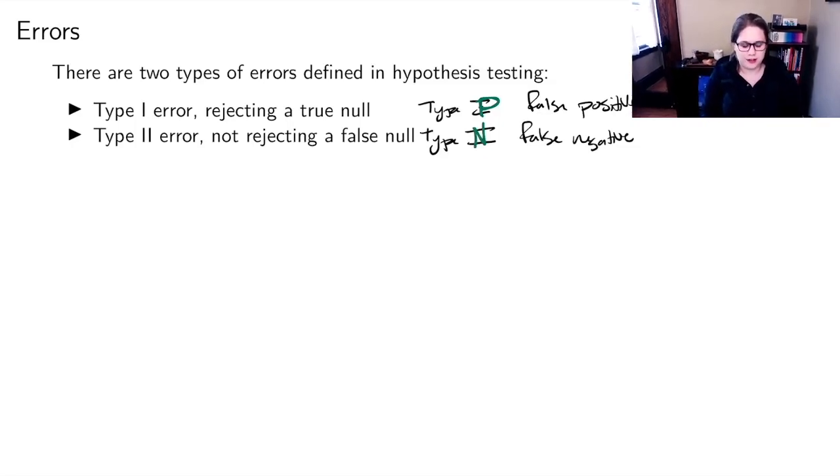There's other mnemonic devices out there. There's one about the boy who cried wolf. First, he's doing a false positive. He's saying there's a wolf when there's not actually. And then at the end, it's a false negative. There is a wolf, but no one believes him. But I think if you're just getting started, it's probably something that you'd want to write on your one-page note sheet. A type 1 error is when you reject a true null, and a type 2 error is when you don't reject a false null.